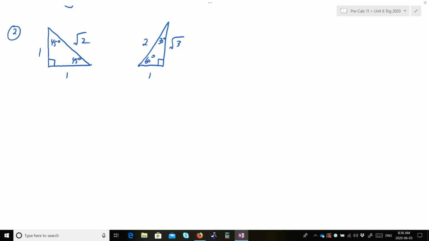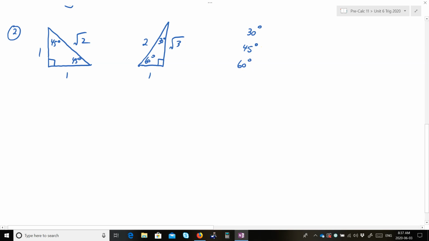Okay, let's check out number 2 here. It says determine the exact values of the sine, cosine, and tangent ratios for each angle. When we talk about exact values, that means the special triangles. The 45, 45, 90 triangle, which goes 1, 1, √2. And the 1, 2, √3 triangle, which is 30 degrees, 60 degrees, and 90 degrees. And so you can see that the angles that these triangles are relevant for are 30 degrees, 45 degrees, and 60 degrees.